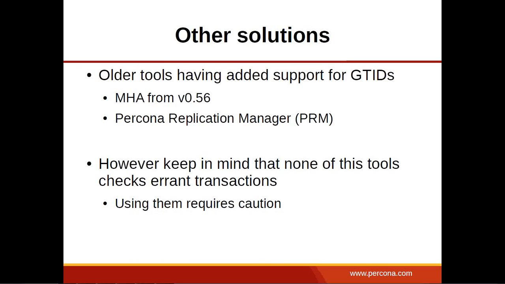However, one thing to keep in mind is that neither MHA nor PRM do checks for errant transactions. Of course, you can use the tools and they can work perfectly well, but if you have an errant transaction, failover can be dangerous, because you can break replication with the tool. So you should be aware of this very significant limitation.